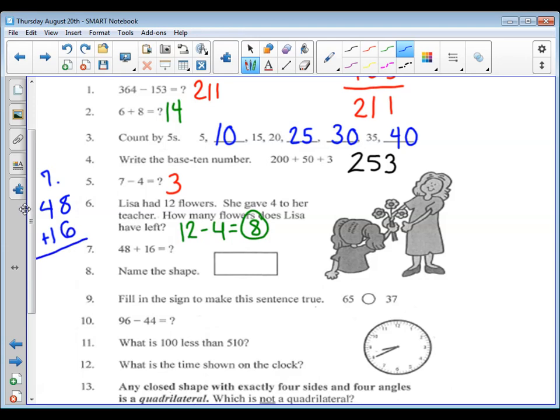We're going to have to regroup here. 8 plus 6 is 14. And I'm going to carry this group of 1 right here, so we can add it to our tens place. 1 plus 1 is 2. 2 plus 4 is 6. Your answer is 64.